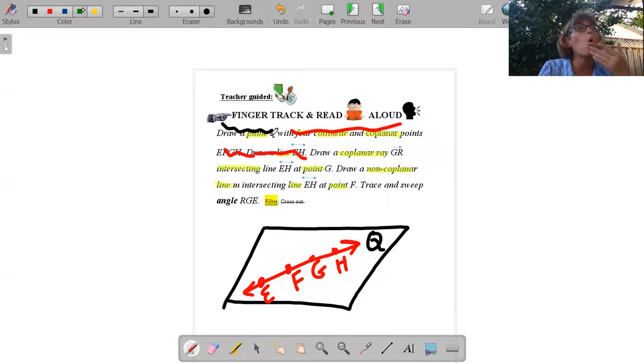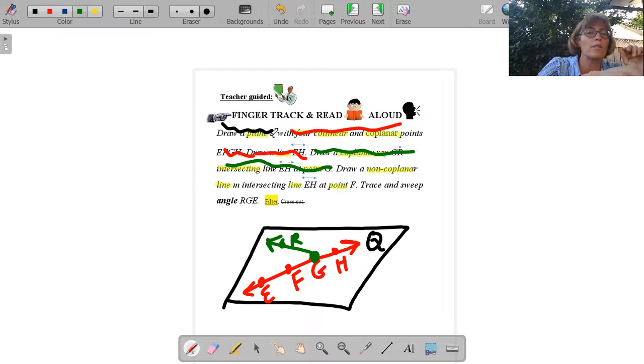Draw a coplanar, means on the same plane, ray GR, same letters, same point. So we have a G here. That's an endpoint, R. Does not matter which direction it tilts. Intersecting EH at point G. We took care of that.